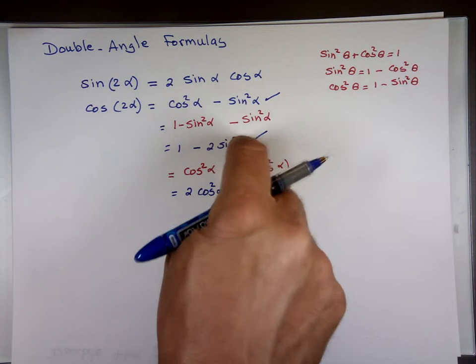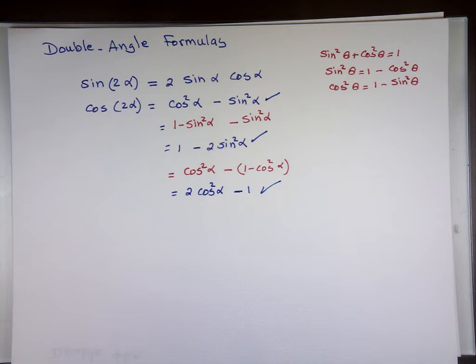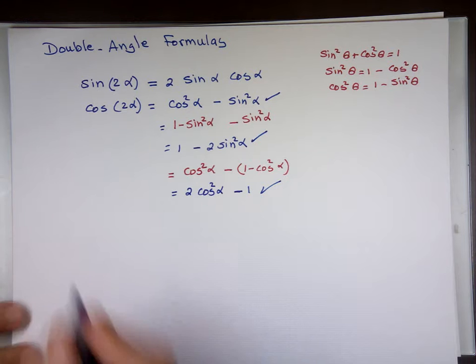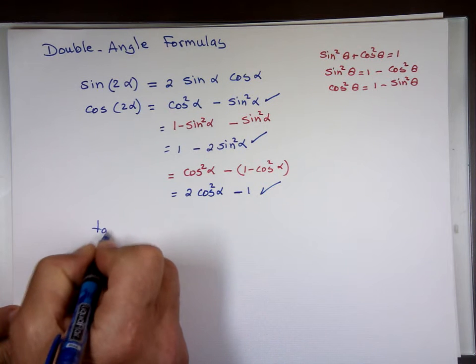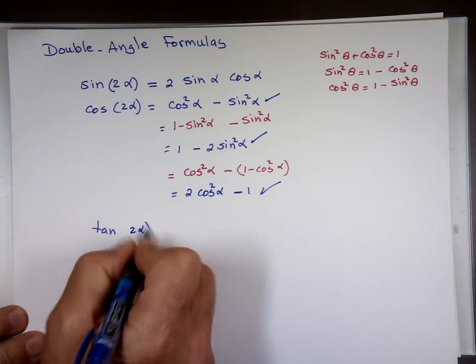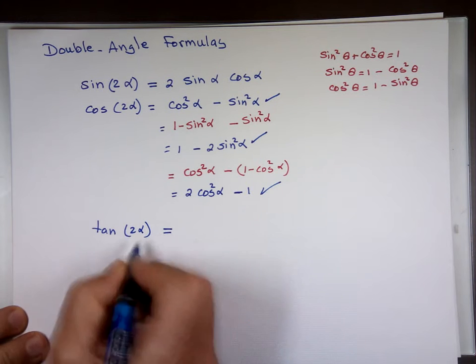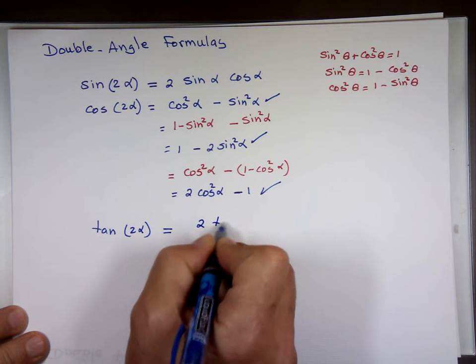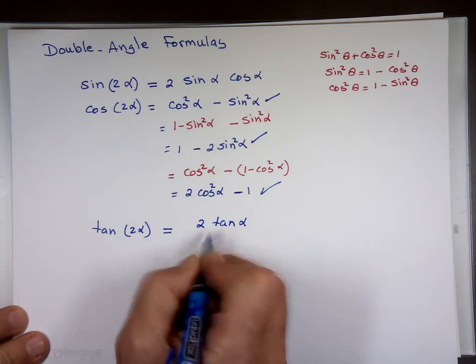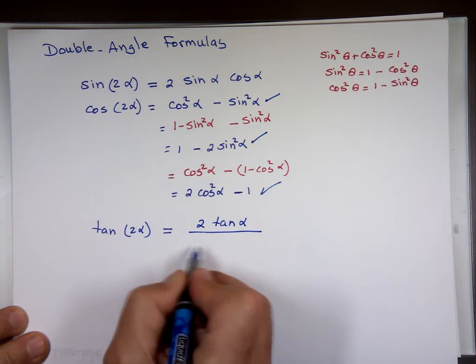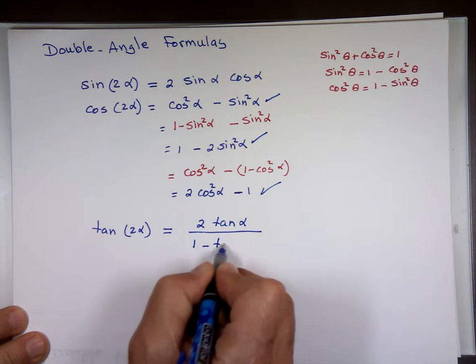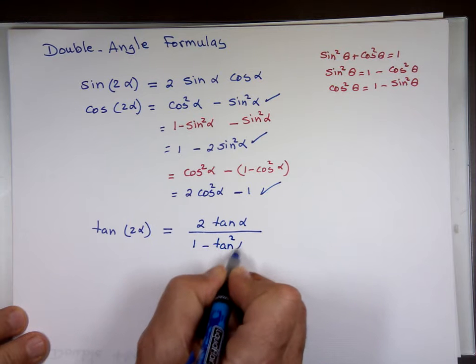So there's really 3 identities for the cosine 2 alpha. Could be this, could be this, could be that one. So you have to look at the problem and see which one makes the problem easier. For the sine, there's only 1. For the tangent, there's only 1. It's 2 times tangent alpha over 1 minus tangent squared alpha.